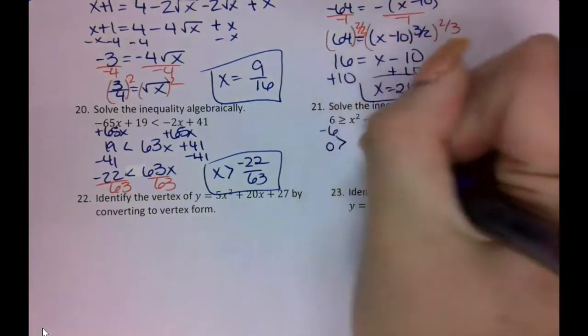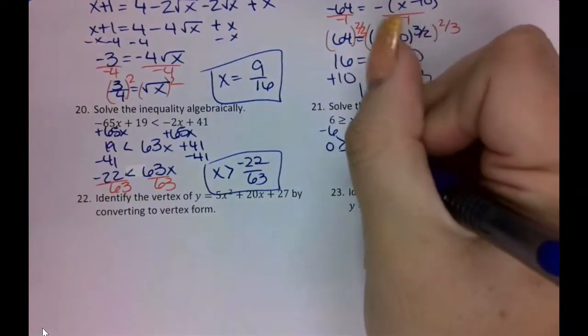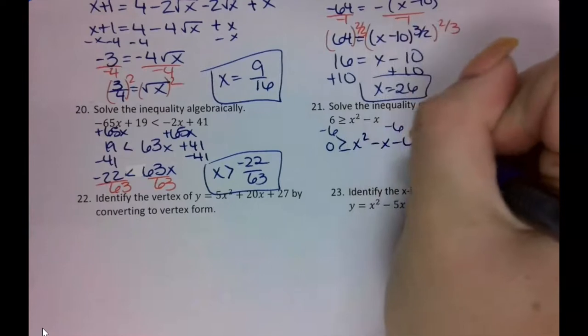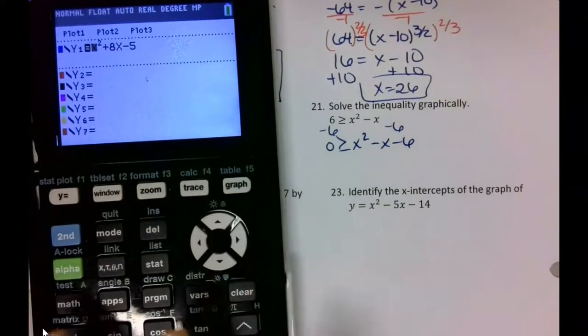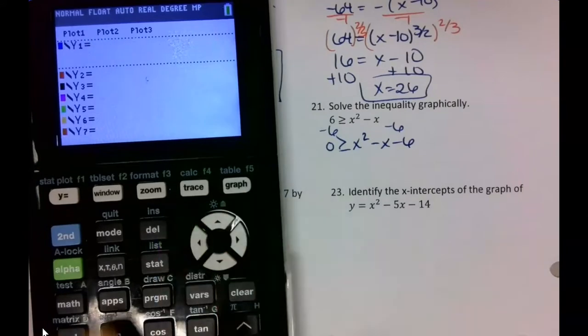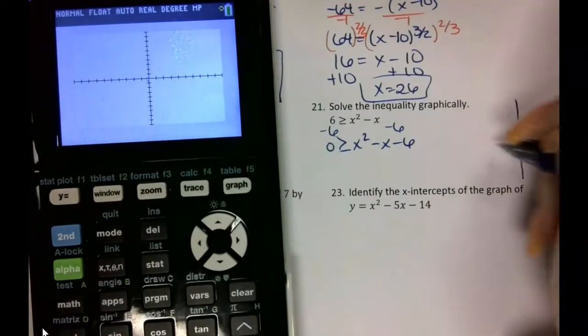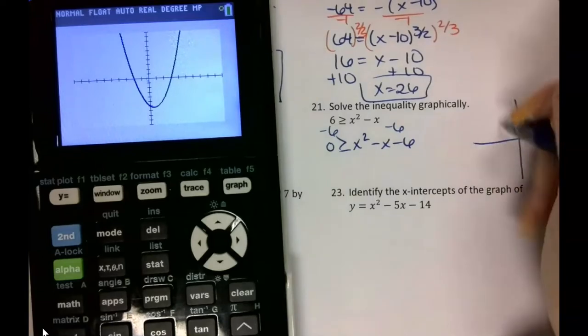Number 21 wants me to solve it graphically, so what I want to do here is get everything on one side and have 0 on the other. Then I want to go ahead and graph this, so I'm going to have y equals x squared minus x minus 6, and then I'm going to graph this. And it looks something like this.